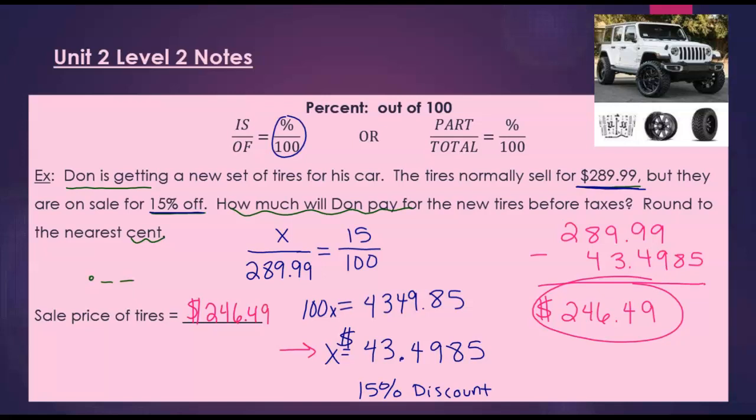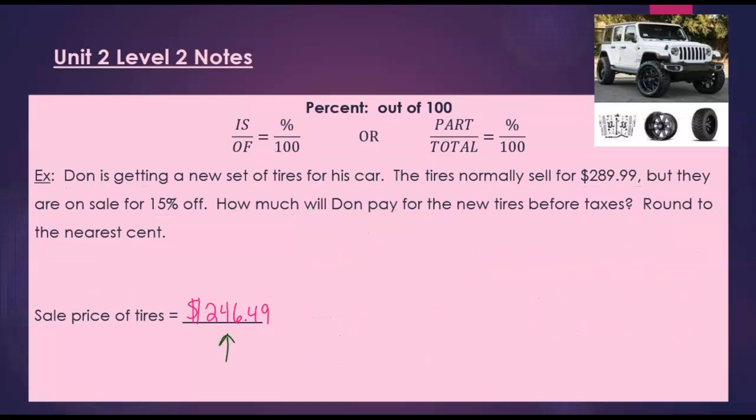All right, the shortcut for this, you could have done 0.15 times $289.99. We would have gotten this discount and subtracted it off. There's one more way. Since we know we're getting 15% off, we're not paying the 100% of this. So I could subtract 15% off, and that is what we are actually paying.